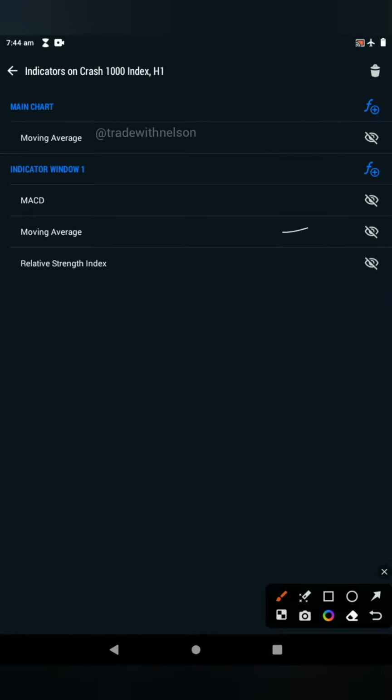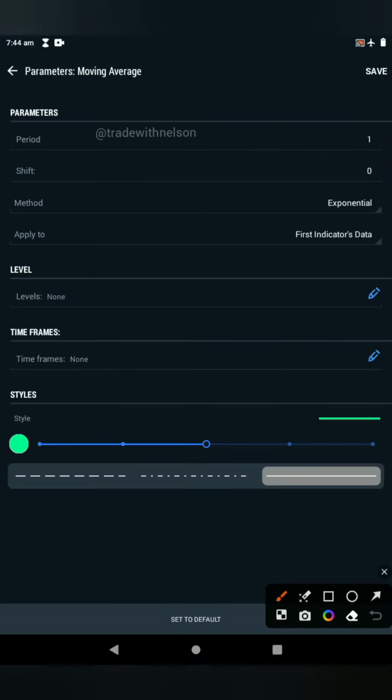The next is moving average. Click on the F icon on the indicators Window 1 and search for moving average. Make the period 1, shift 0, method exponential, apply to first indicator's data. This is very important. For the style, make it a color of your choice, pixel of your choice. After that, click on save.